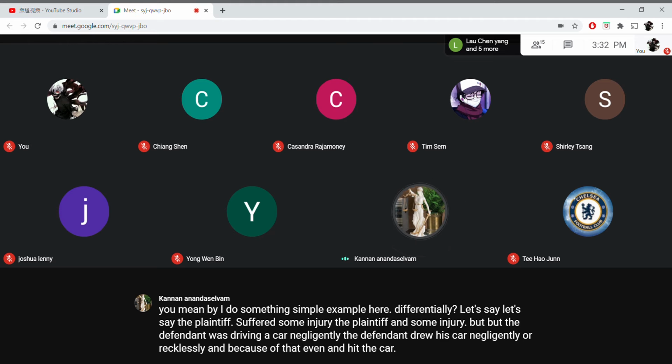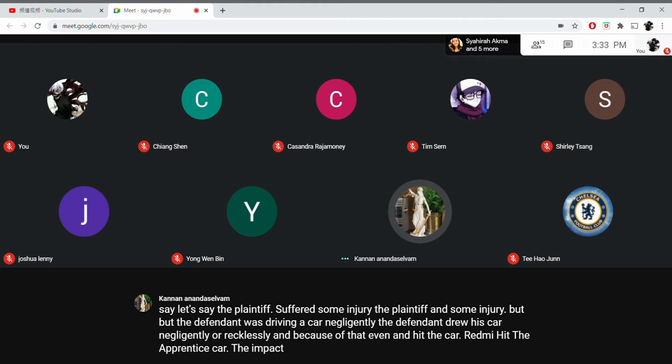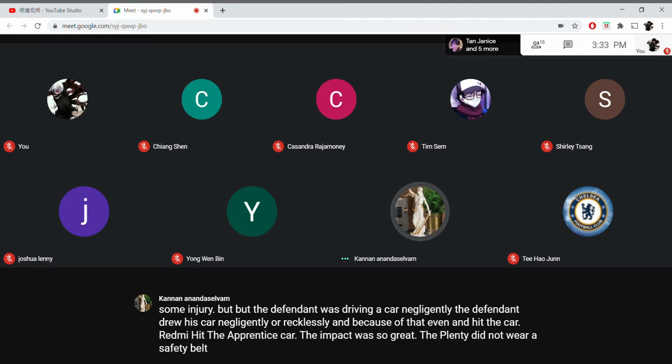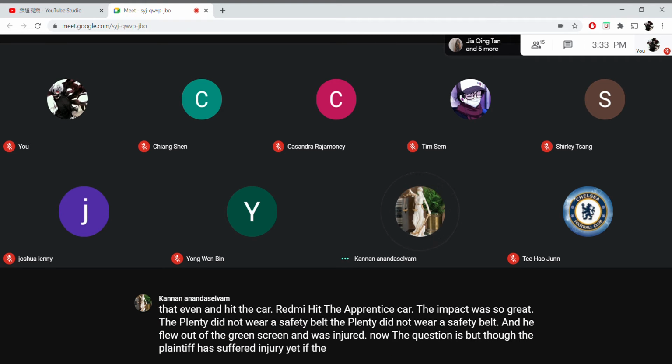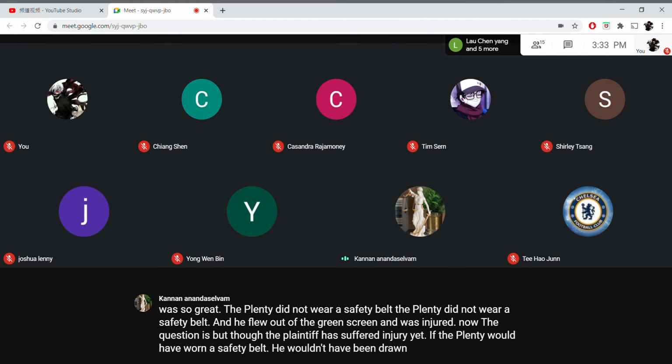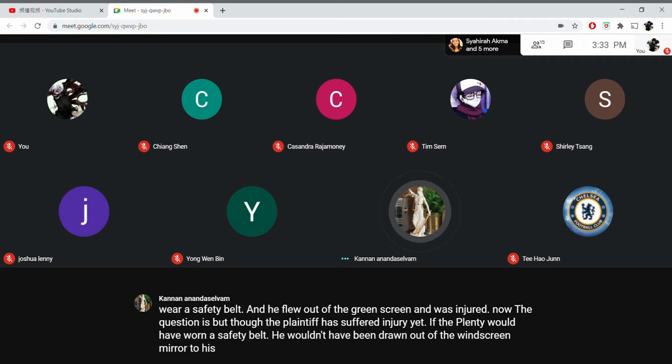When he hit the plaintiff's car, the impact was so great, the plaintiff did not wear a safety belt, and he flew out of the windscreen and he was injured. Now, the question here is this. Even though the plaintiff had suffered injury, if the plaintiff would have worn a safety belt, he wouldn't have been thrown out of the windscreen. Am I right? So here, the plaintiff also contributed towards the injury.